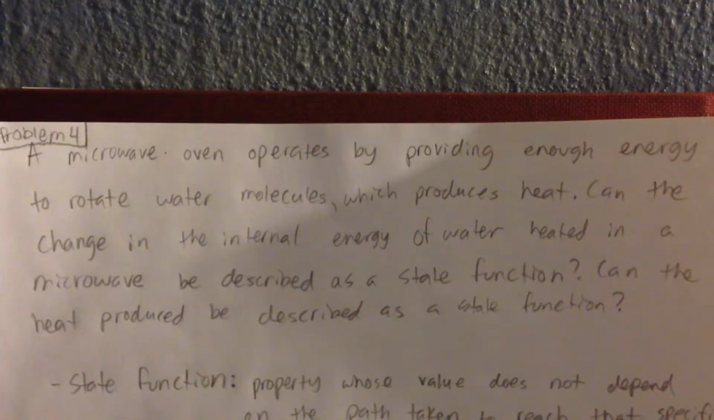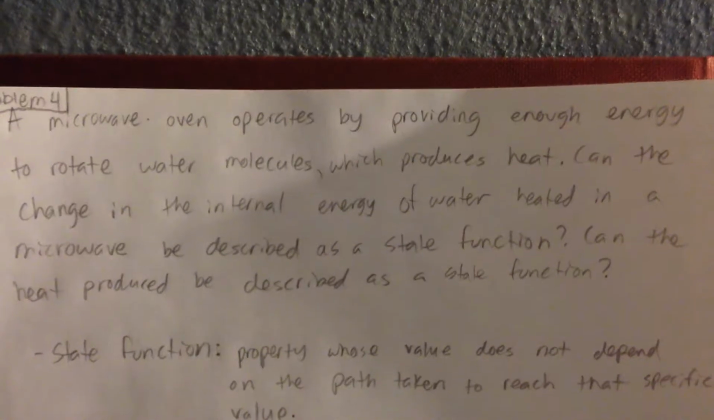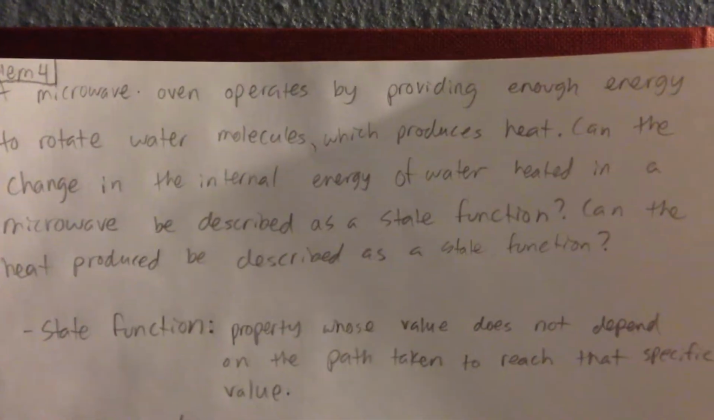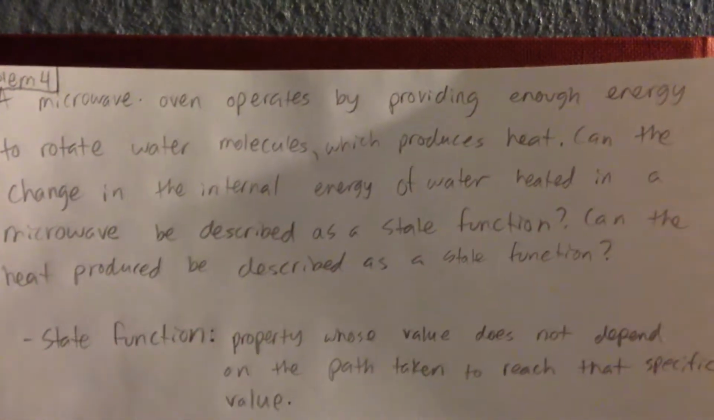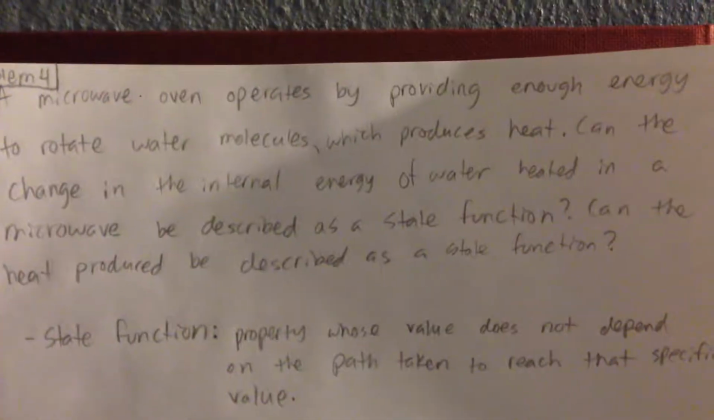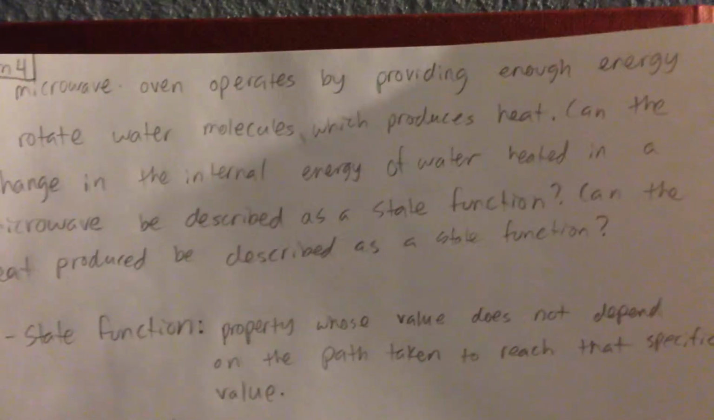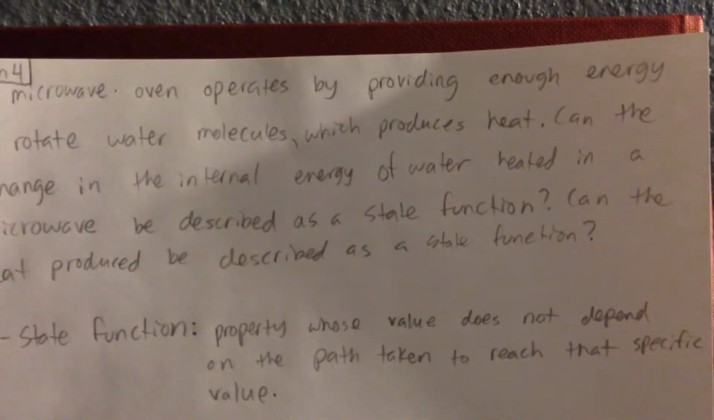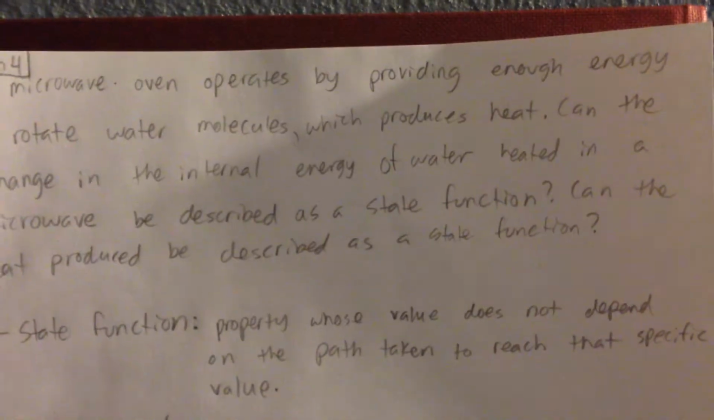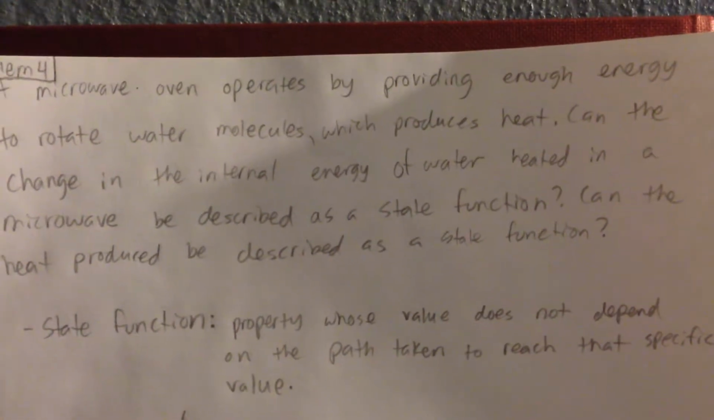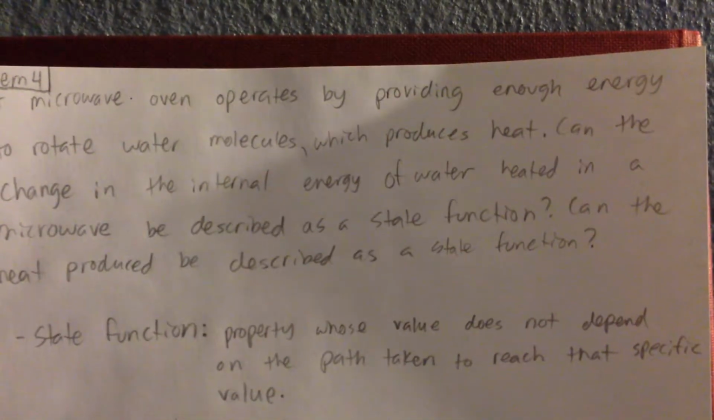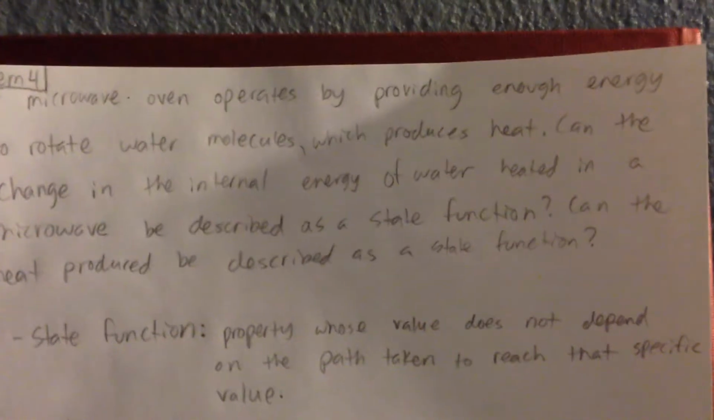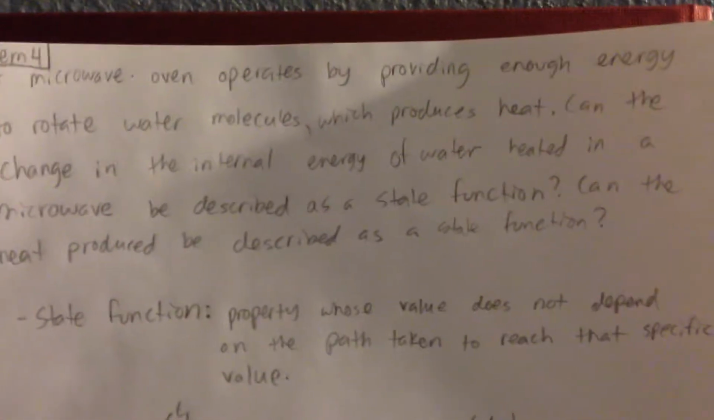So, according to ChemWiki, a state function is a property whose value does not depend on the path taken to reach that specific value. So, in other words, if I wanted to go from here to San Francisco, I can take many ways to get to San Francisco, but what's more important is that I got there. Not necessarily what path I took. So that's an example of something that's not dependent on path. It's just, did I end up in San Francisco or not?